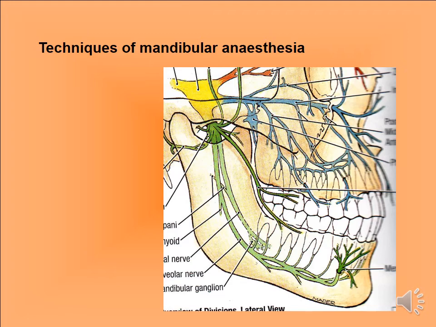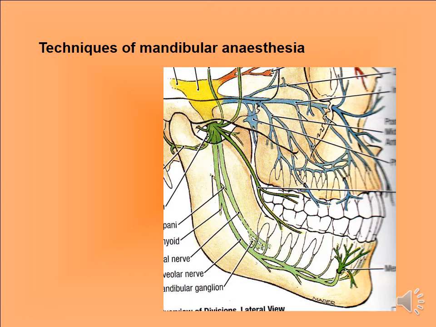Now, the mandible, the lower jaw. The mandible, as you know, is more compact than cancellous. It consists of the body, which is horizontal in its direction, and the ramus, which is vertical in its direction. The body has two parts, the alveolar process and the basal part.